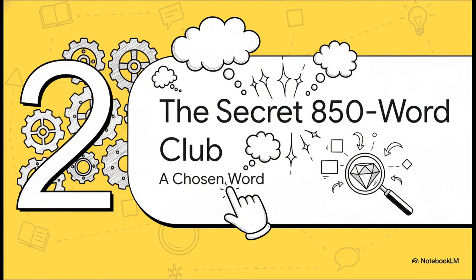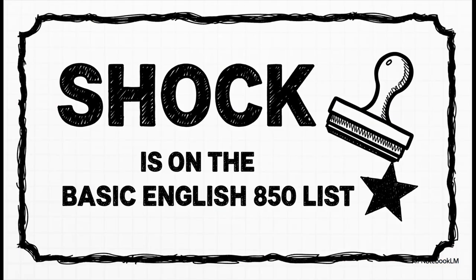So, what's this exclusive club all about? Well, we can call it the Secret 850 Word Club. See, the fact that a word like shock is so versatile isn't some happy accident. It was chosen, deliberately. Let's find out why. And here it is. This is the big reveal. Our little word, shock, is an official member of something called the Basic English 850 list.